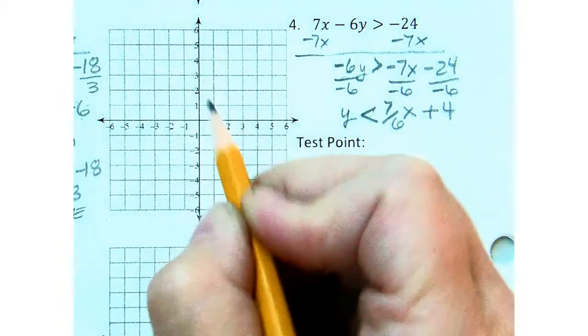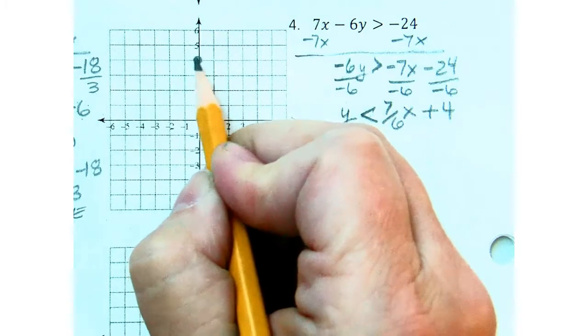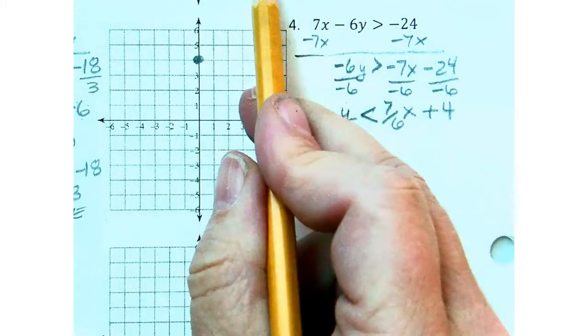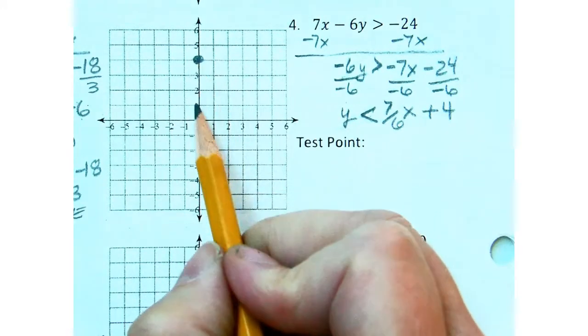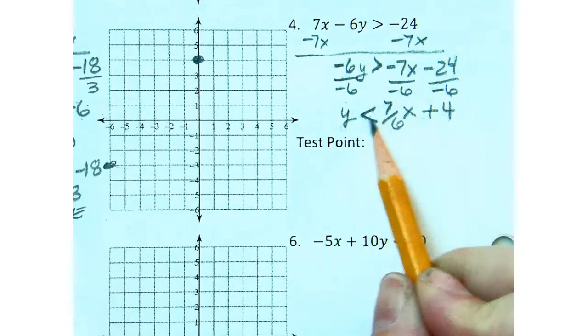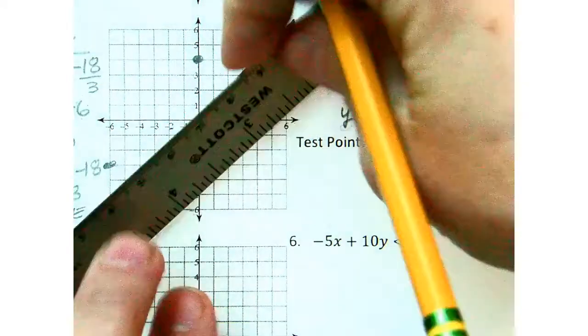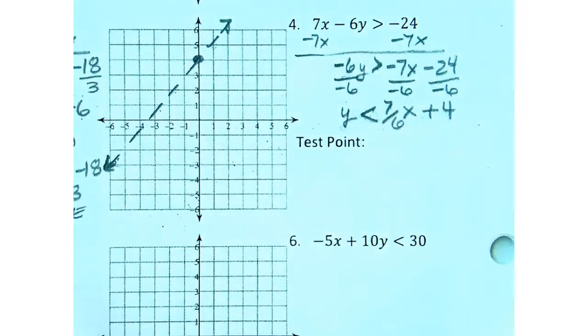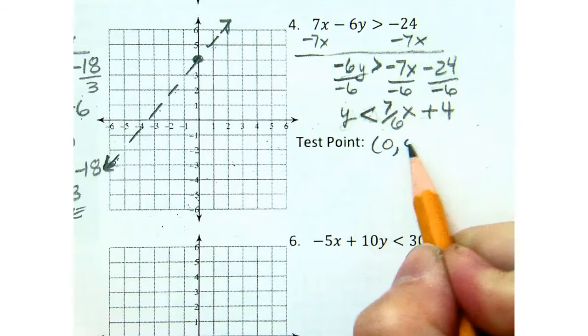Now graph the line. Start with the y-intercept at 4. Our positive slope goes up 7 and right 6, or down 7 and left 6. The line will be a dotted line since there is no "or equals" symbol under the inequality. Now we will test the point 0, 0 to see if it makes the inequality true.